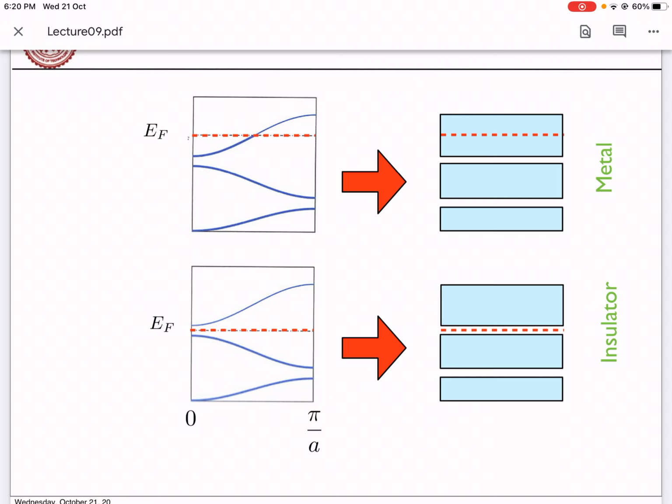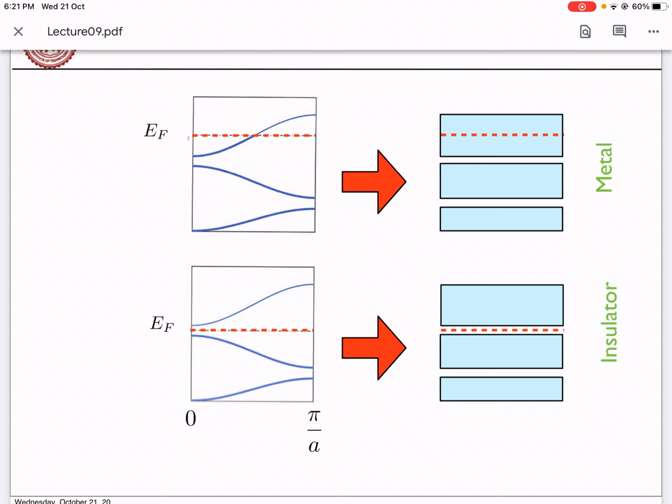Now this would mean that because the uppermost band is half filled, the electrons can conduct in these states. I've already discussed why they can conduct in this case, right? So that means this would be a case of metal. So this would be the band structure for a metal.